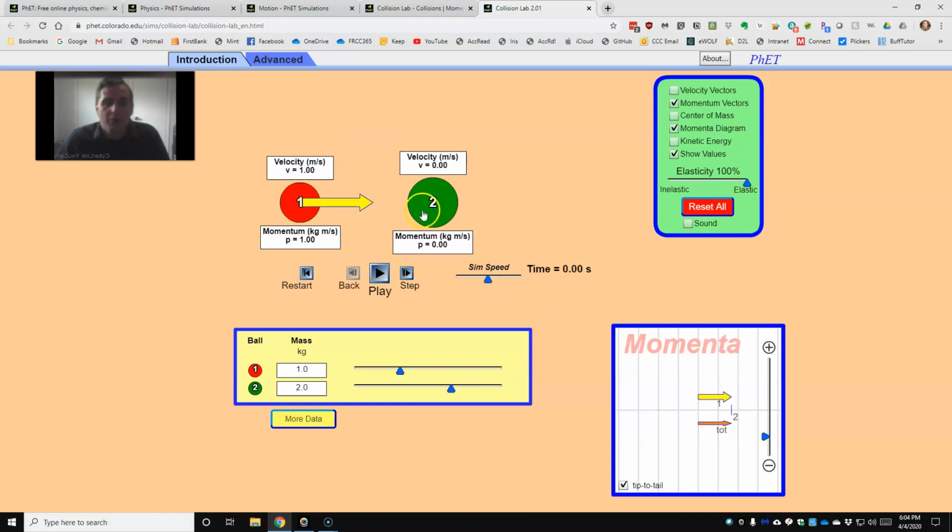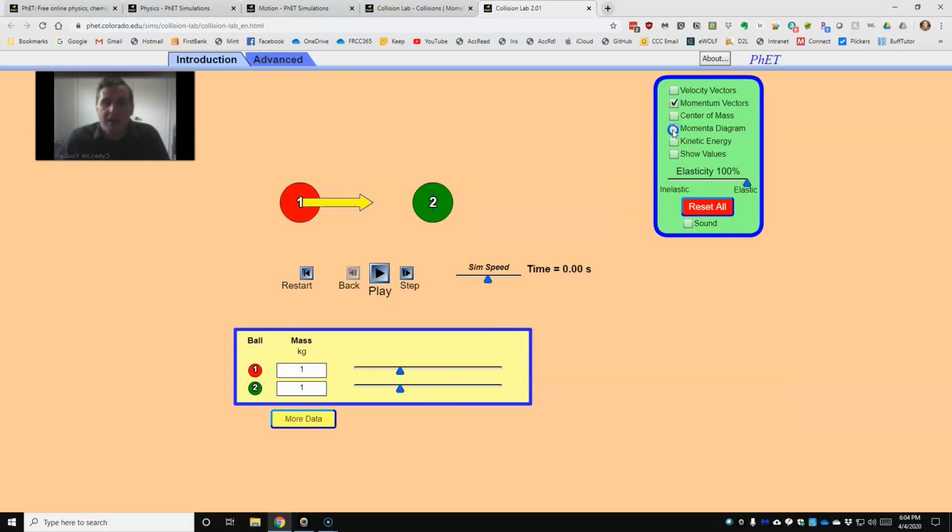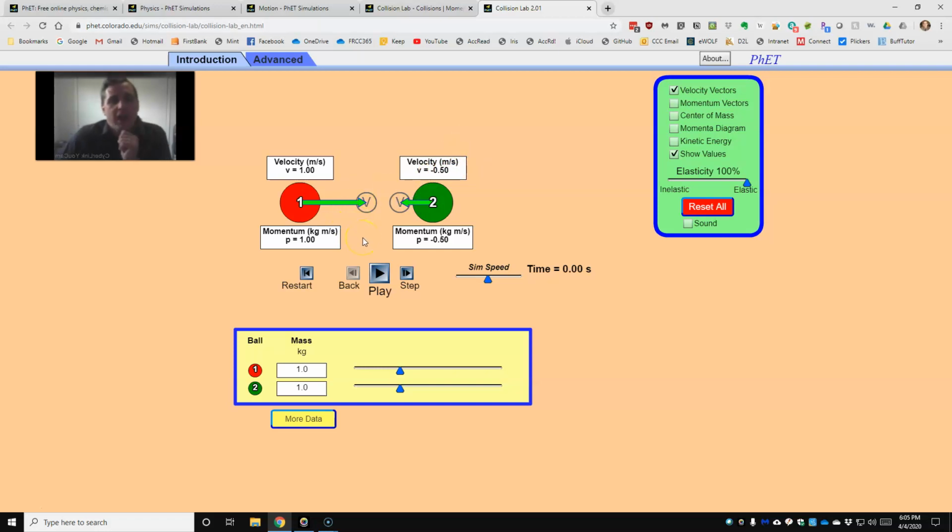Now let's make one more change. Let's have both balls be 1 kilogram, but now this time, let's give ball 2 a non-zero velocity. So in fact, let's show the values. Let's have ball 2 be moving to the left at negative 0.5 meters per second, negative a half. Now, what do you expect should happen this time?